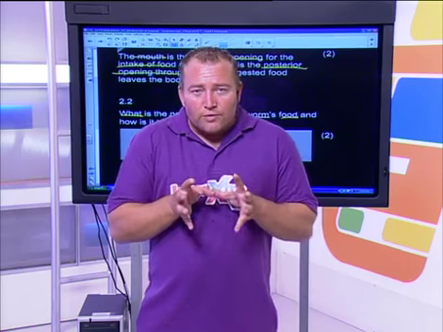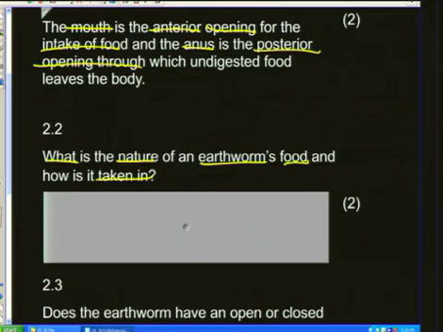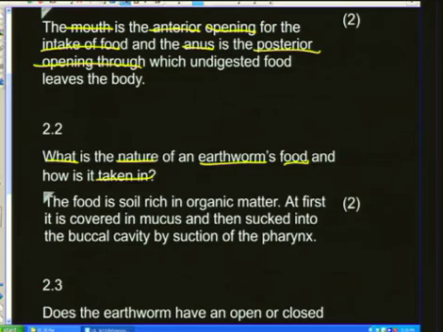But how does it do that? What it does is it puts a liquid over it, then it sucks it in. That is how it works. So let's see what the answer would be. It's very, very simple. It says here, the food is the soil which is rich in organic matter. At first, it's covered in mucus.